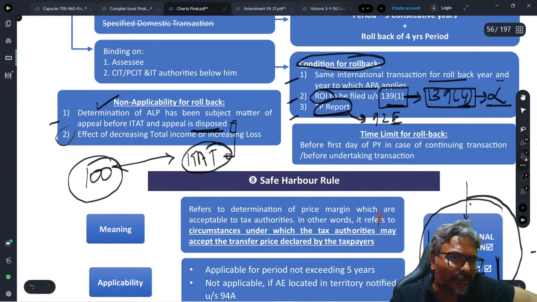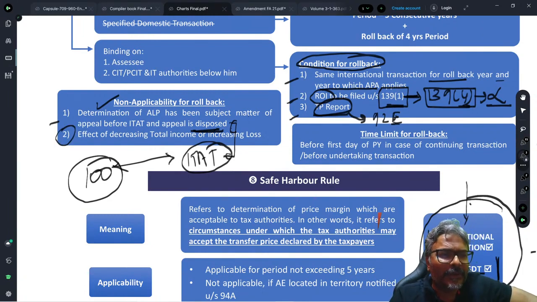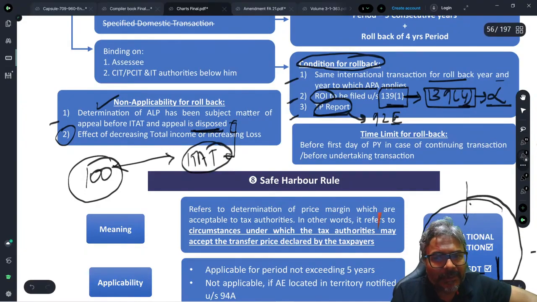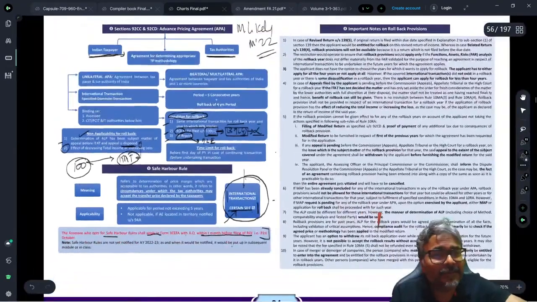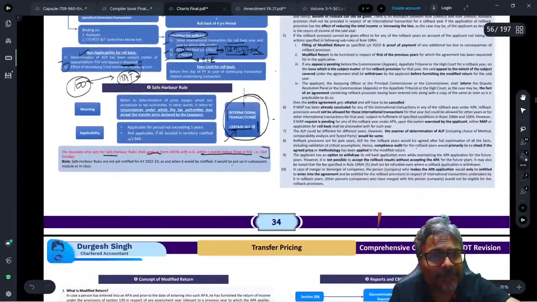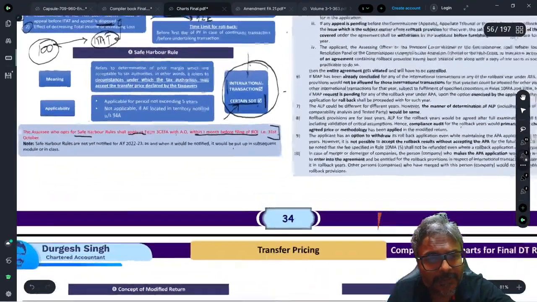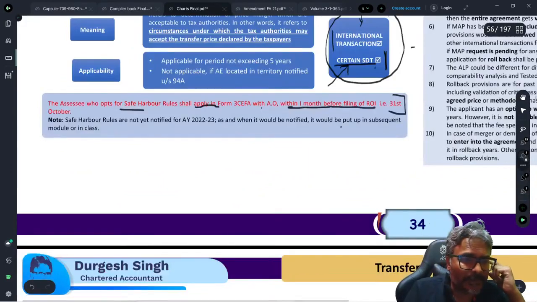Secondly, students, non-applicability of the rollback would be on what? The non-applicability of the rollback is, supposedly, students, now this is also equally important. ICAI is asking MCQ questions on this, and I've seen a couple of MCQ questions on this one. So non-applicability would be like this, students, over here.